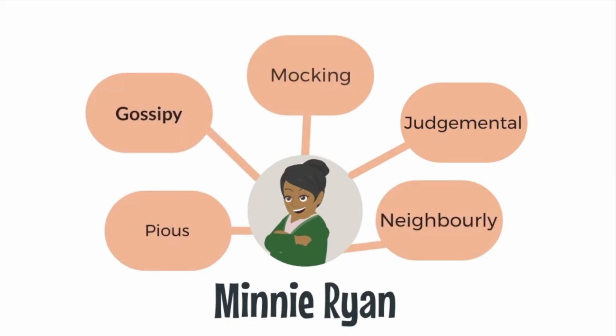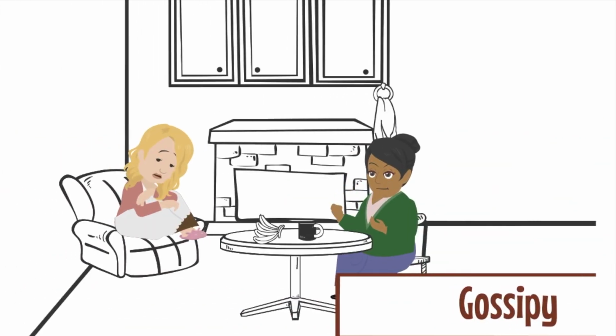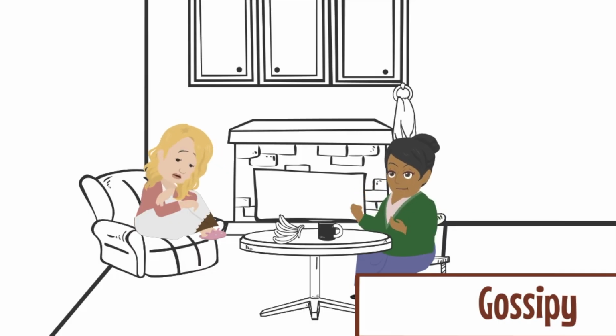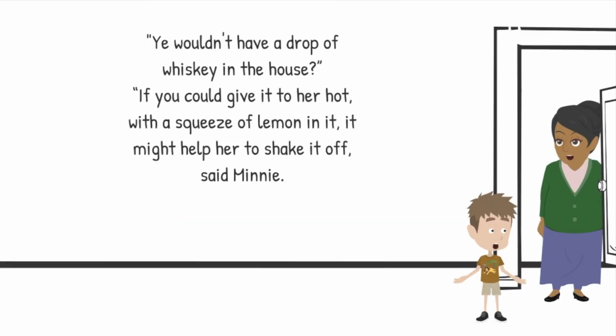Now, what did y'all think about Minnie Ryan? I don't like that she laughed at him. But anyways, Minnie Ryan, we're going to call her gossipy and pious. Every community has a Minnie Ryan. She's the neighbor who brings soup and other people's business. She checks in on Fleury's mom and she's the one who tells Fleury to go get the whiskey.